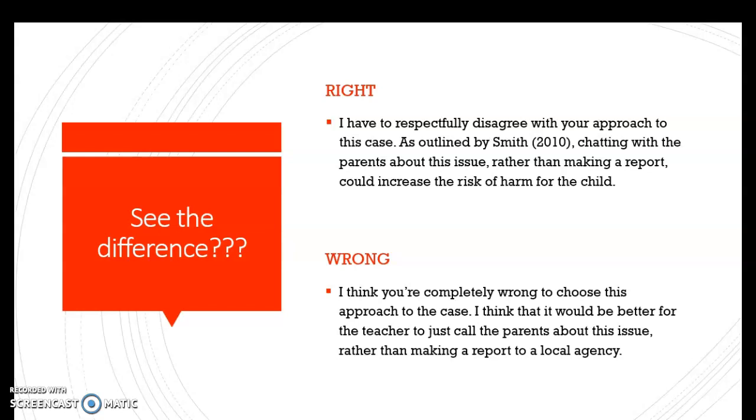So here they're giving feedback on someone's writing, dealing with some research that they have done, and you can look at the keywords that they use here, such as respectfully disagree. And then they also use a citation here, Smith 2010. So this is showing evidence of the claims that they're making versus the wrong way, which would say something like, I think you're completely wrong to choose this approach to this case. I think it would be better for the teacher to just call the parents about this issue rather than making a report to a local agency.